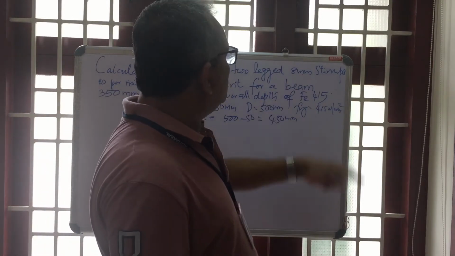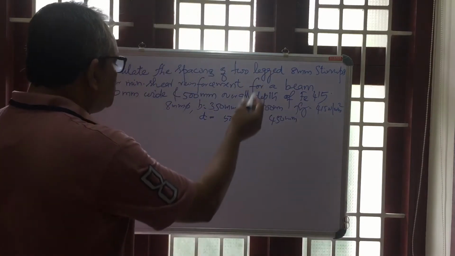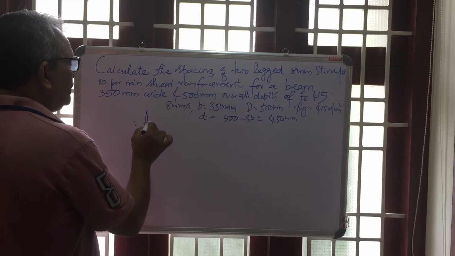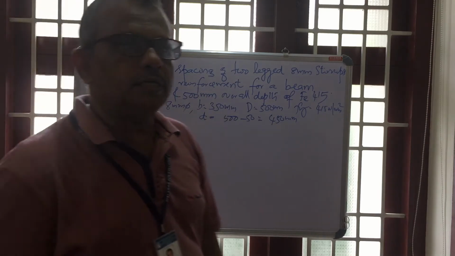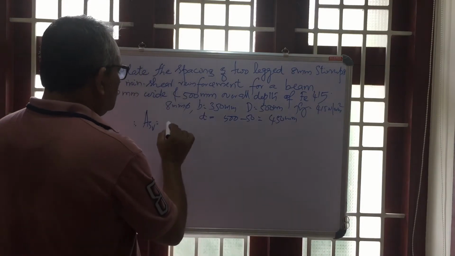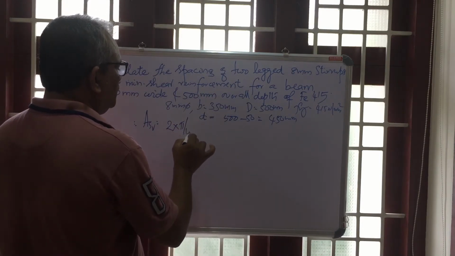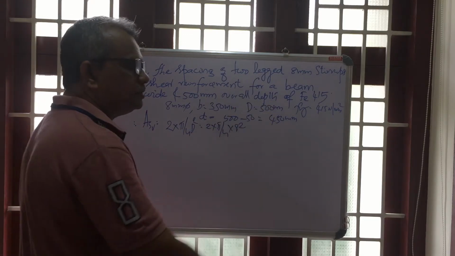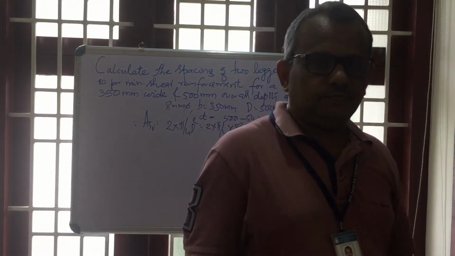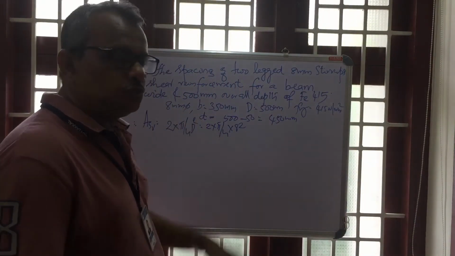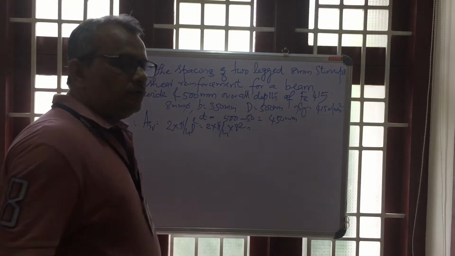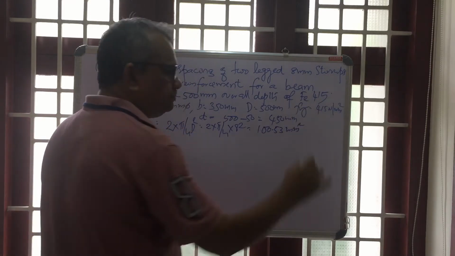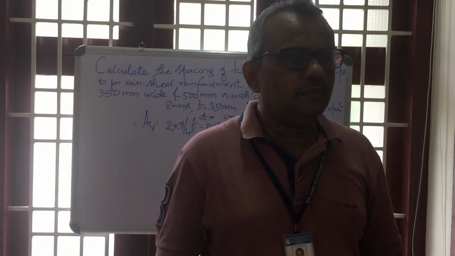The diameter is given, so we can find out the cross-sectional area, that means Asv, the area of two-legged stirrups. That means 2 into pi by 4 d squared, that is 2 into pi by 4 into 8 squared. 8 mm is the diameter of the bar given, right? So it is two-legged stirrups, so multiply with 2 into pi by 4 d squared, the value will be equal to 100.53 mm squared area. So Asv is known, right?